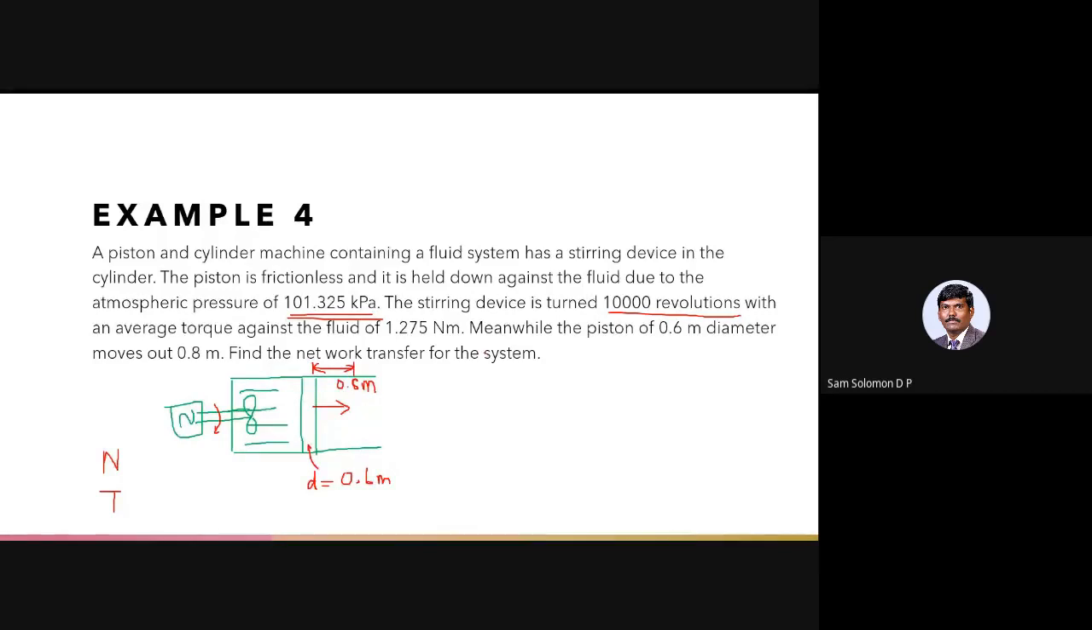So what would be this W net, guys? Can you tell me what would be W net? In the previous case, it was the work done in case of the bottle plus work done in case of a balloon. In this case, what would be the net work? Work done by cylinder and work done by stirrer? Work done by cylinder and work done by stirrer.